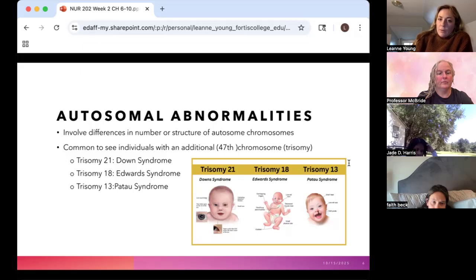So trisomy 21 is Down syndrome, which is very common. We see this quite often, especially in certain patient populations. A clinical presentation can be complex and it can be variable. So as a labor and delivery nurse, if you're assessing an infant, sometimes it's hard to tell if an infant has Down syndrome, especially if the parents didn't do the complete genetic testing panel.